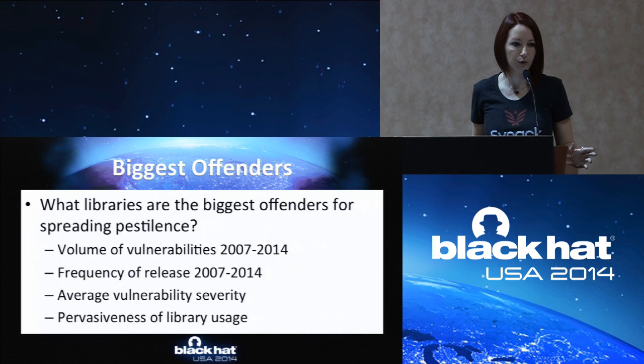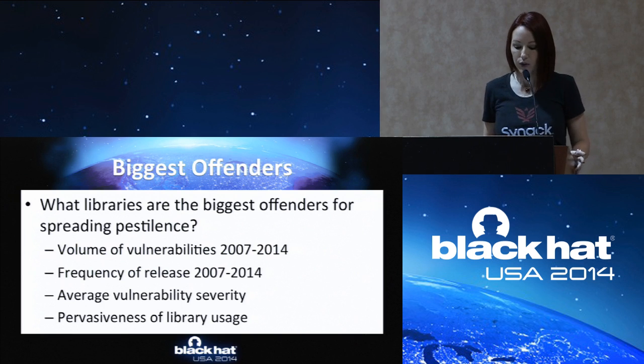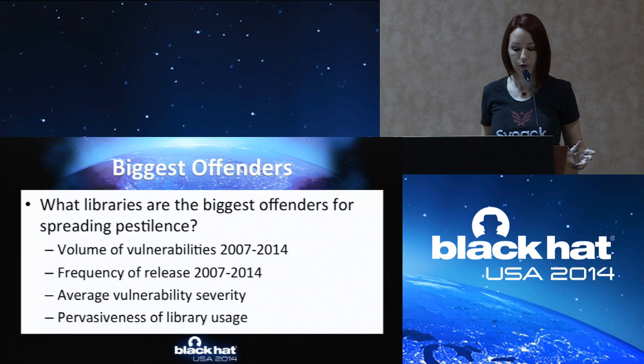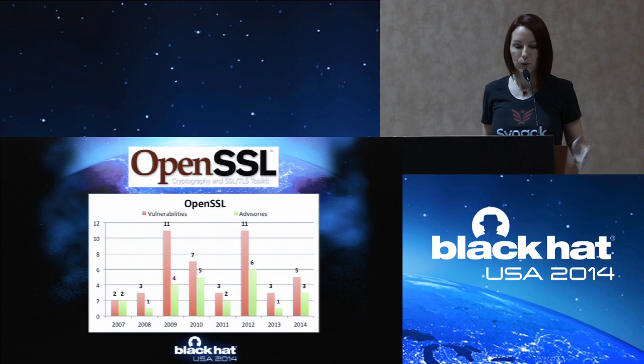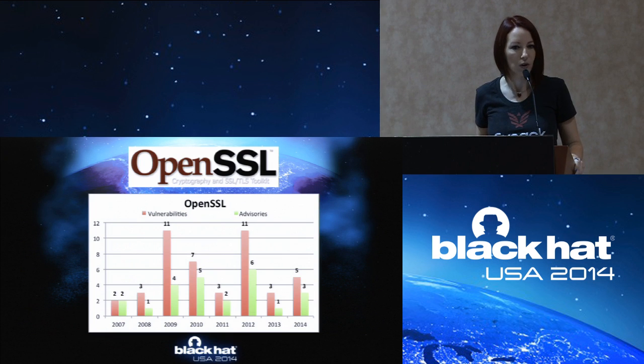We're going to start, of course, from a data-driven concept, which is what's the volume of vulnerabilities over the last 7 years, the frequency of release, and we'll talk a little bit more about why that's important, the average vulnerability severity. As Jake mentioned, Heartbleed, which was incredibly impactful, was really only rated as a CVSS 5.0, and the pervasiveness of the library usage. So we'll start with OpenSSL because we're all pretty familiar with it.